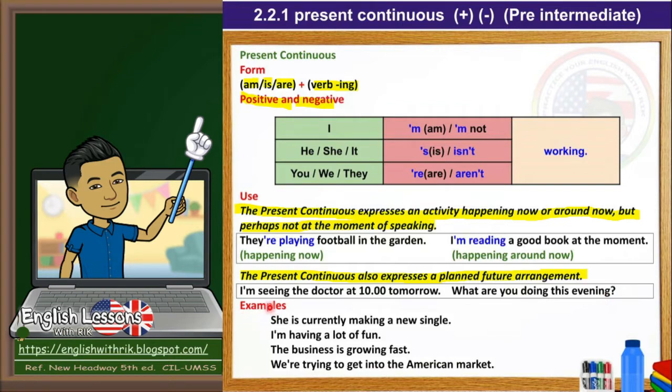Here are some more examples. She is currently making a new single. I'm having a lot of fun. The business is growing fast. We're trying to get into the American market.